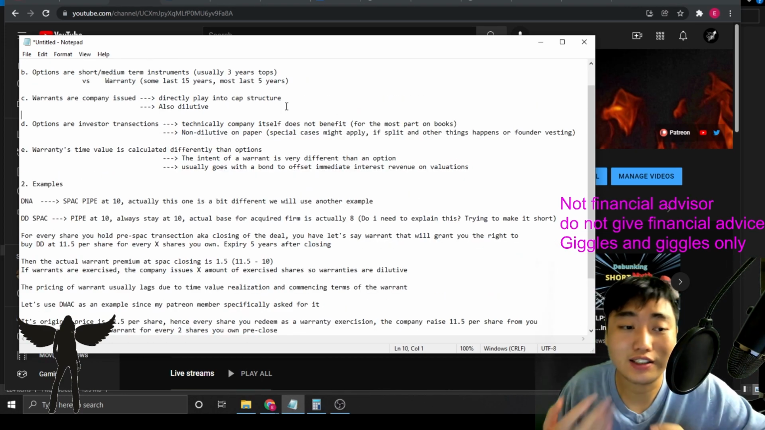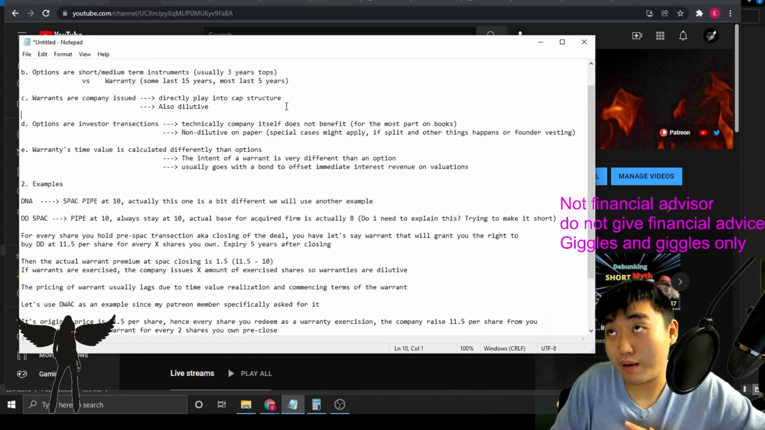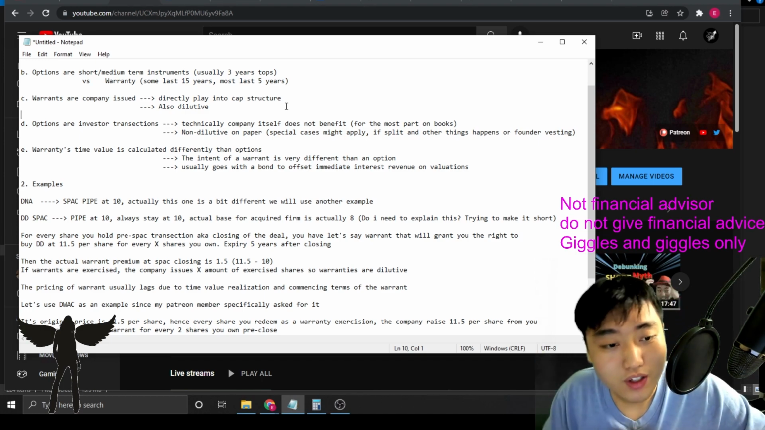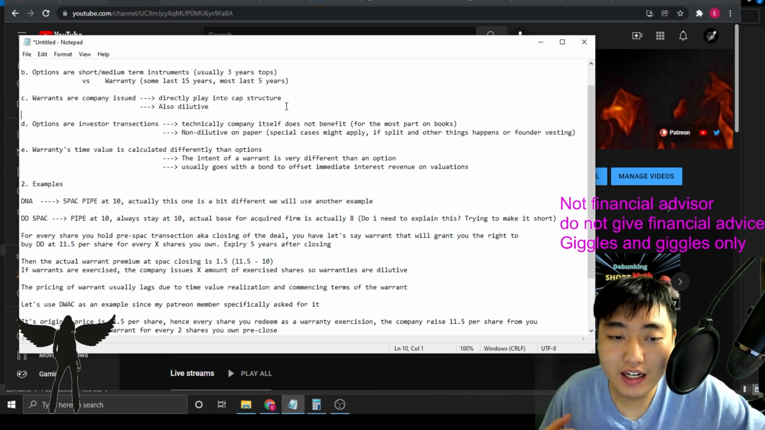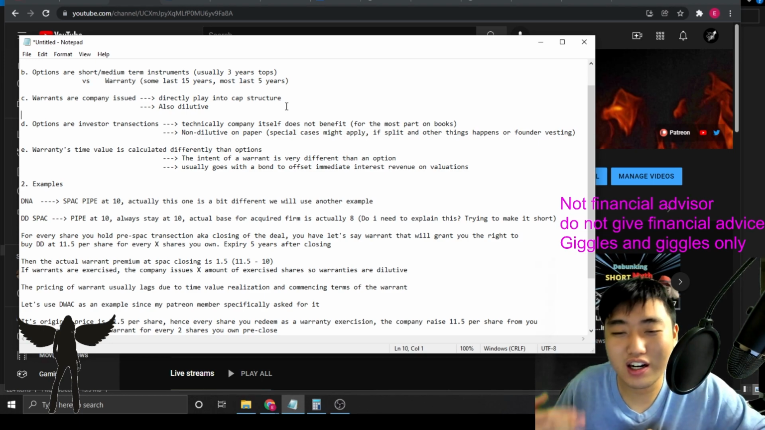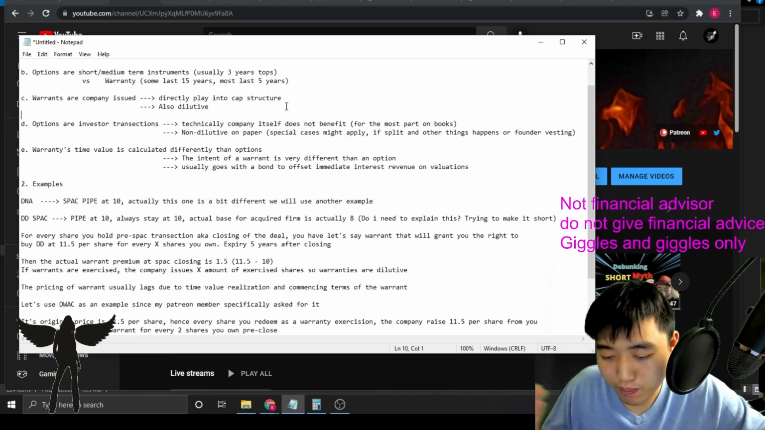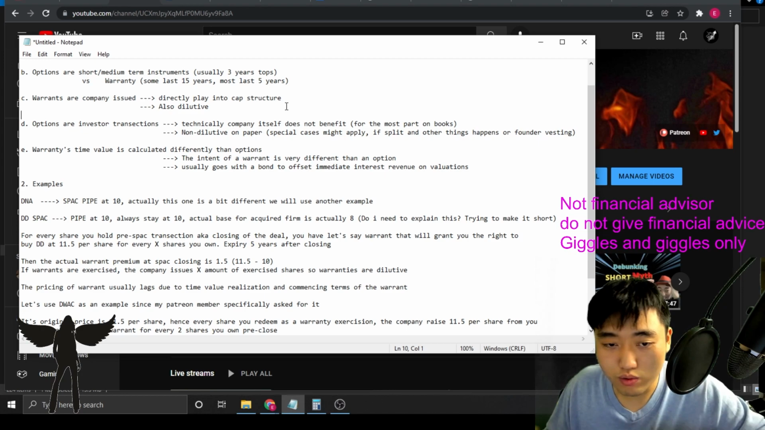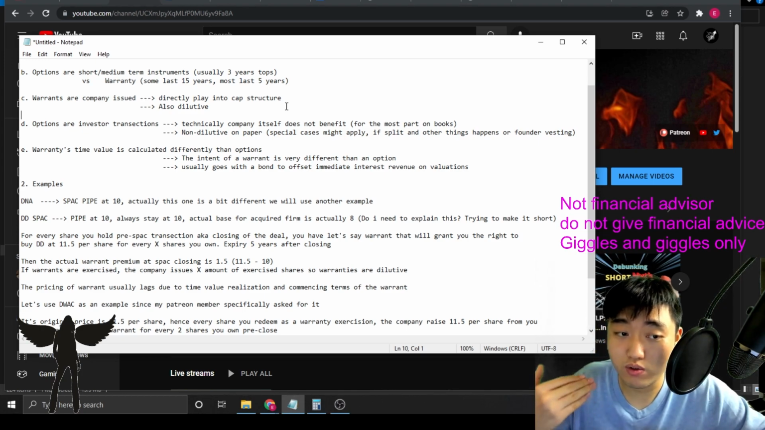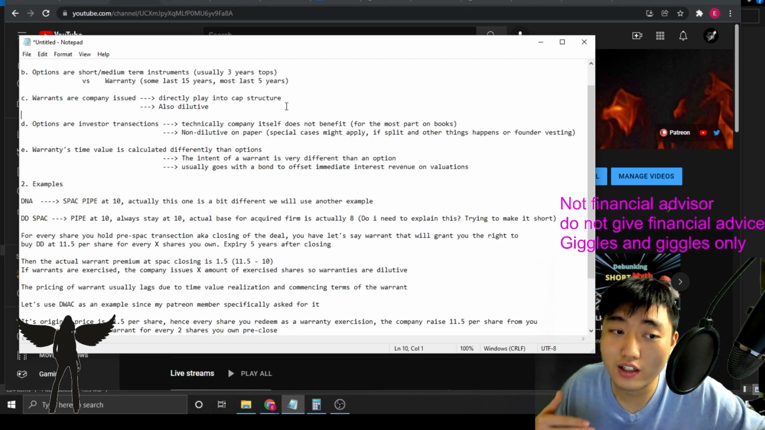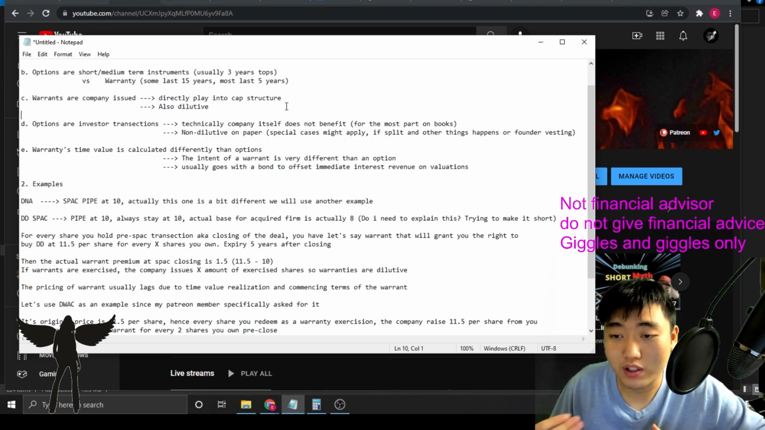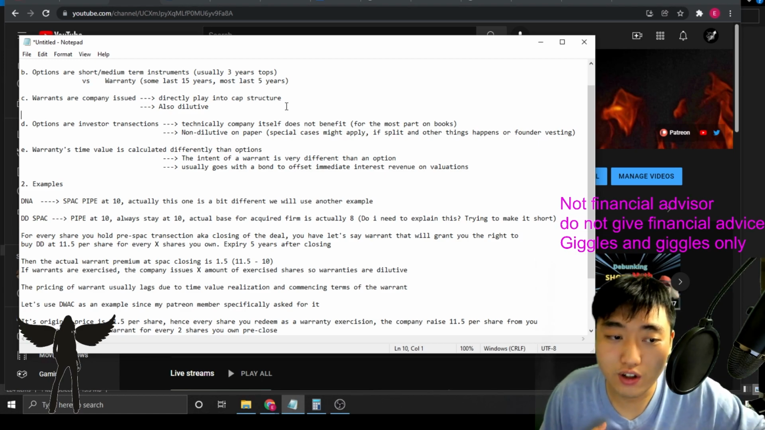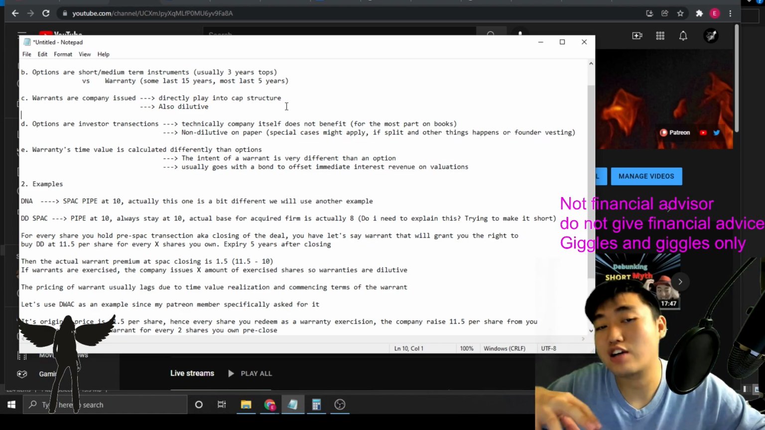We can use DNA as an example. Ginkgo Bioworks, whatever you call that. SPAC PIPE at 10. Actually, this one, you know what? DNA is actually a really complicated example here, because at one point the PIPE value actually went down to 8.92. So the real value of the PIPE is actually way less than that. If you guys want me to make a video on DNA's PIPE and DNA's warrants, and when we talk about the underlying factors of the real value of DNA, which is not actually the PIPE at 10.